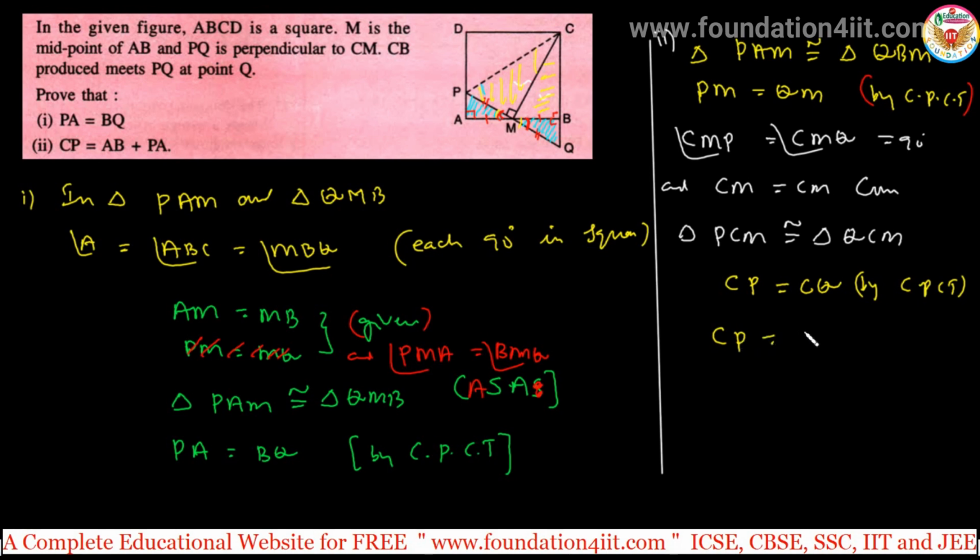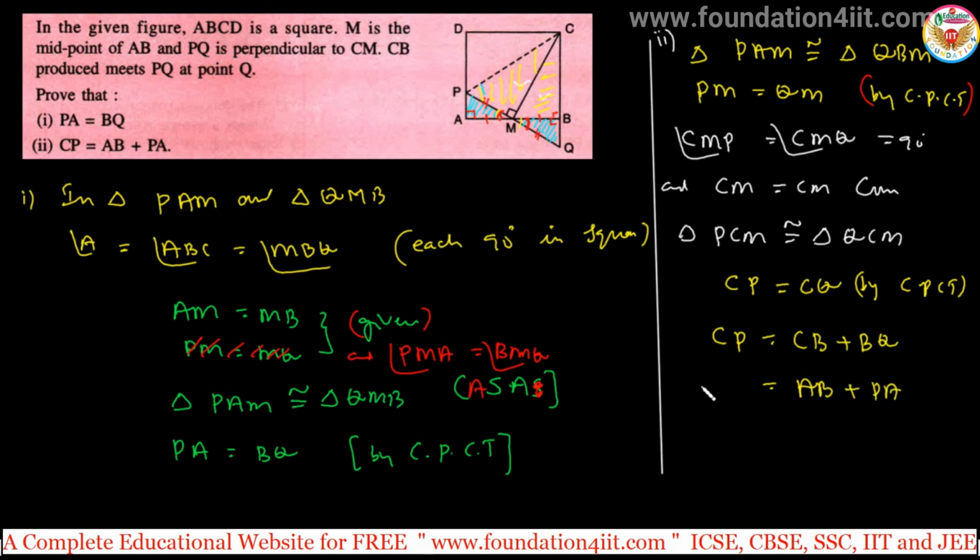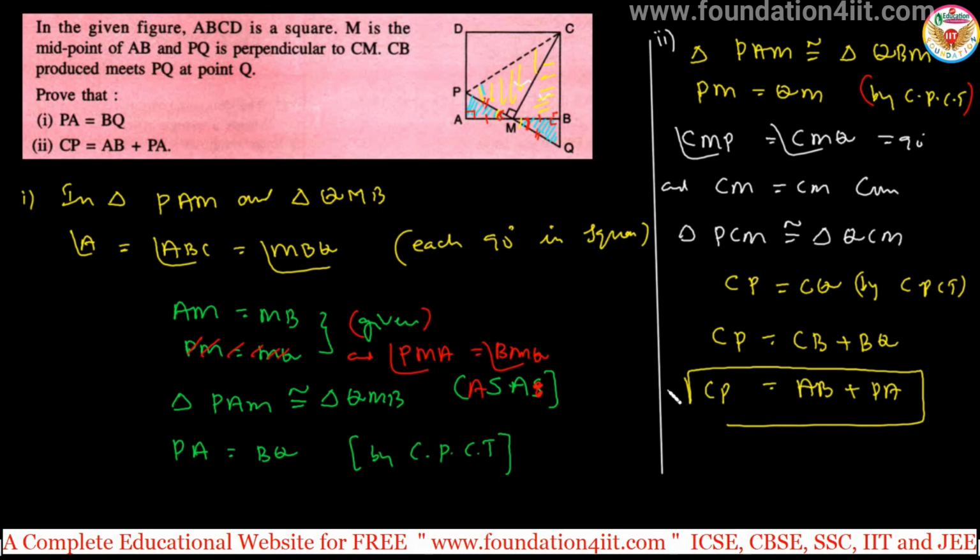CP is equal to CQ, we can write CB plus BQ. Instead of CB, you can take AB, because all sides are equal. Plus instead of BQ, take PA. BQ is nothing but PA, no? The first one you got proved already. So CP is equal to AB plus PA we can take. Right. So any triangle is given, first from the given data you can make these points, and from that what you have to prove by CPCT you can use. So you can expect similar questions in most of the congruent triangle problems. Just apply the rules.